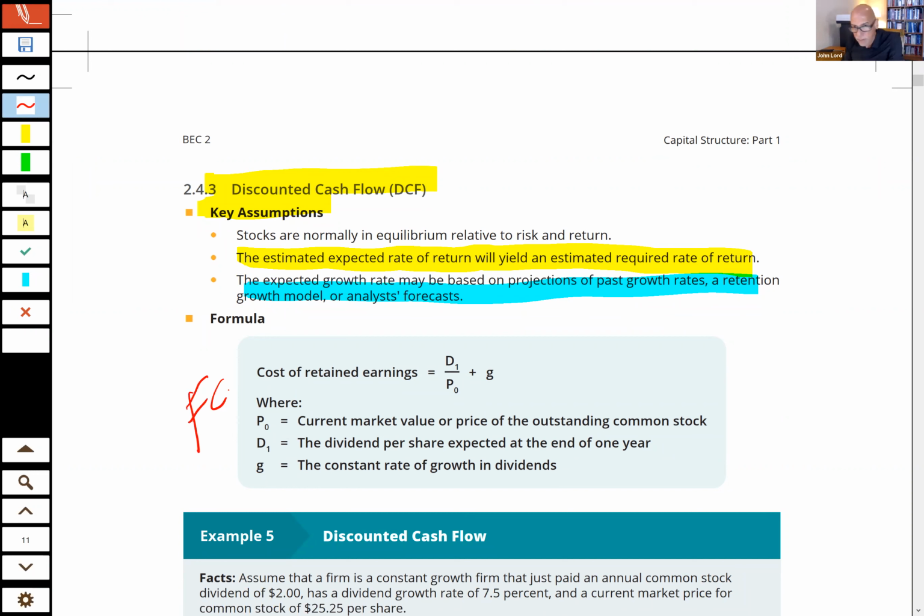Again, you probably have the flashcard already made for you, but you need to memorize it. And notice that they are showing the amount of dividend that's expected to be paid out at the end of 1 year. What is the dividend? I'm just starting with the first part of that. We divide that by the current market price of the outstanding common stock, and then we add a growth rate to that. So we're basically saying, hey, this is the cost of using the retained earnings.